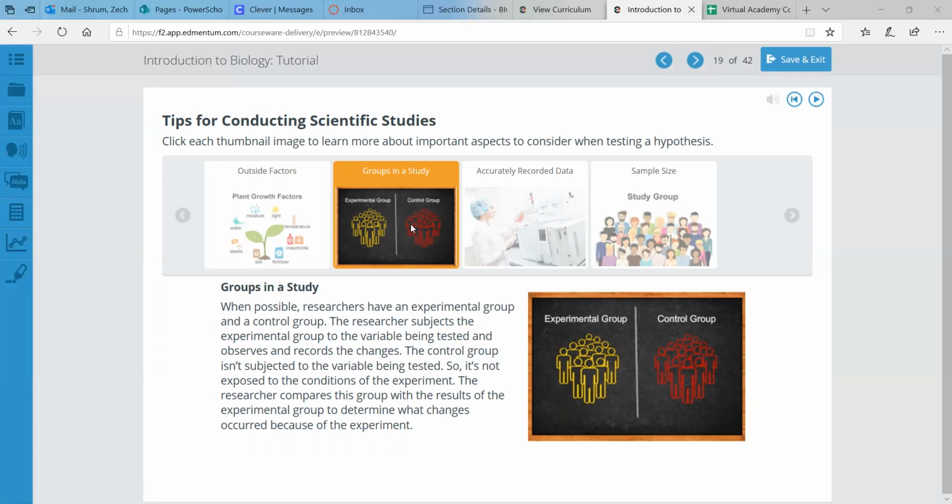Another factor, groups in a study. So when researchers have an experimental group, and you also have a control group, and a control group is just a group that is not tested on. Kind of like this very average group that is your base level. And you see how the experimental group is different from this control group. Okay. So comparing groups is where scientists can observe the changes.